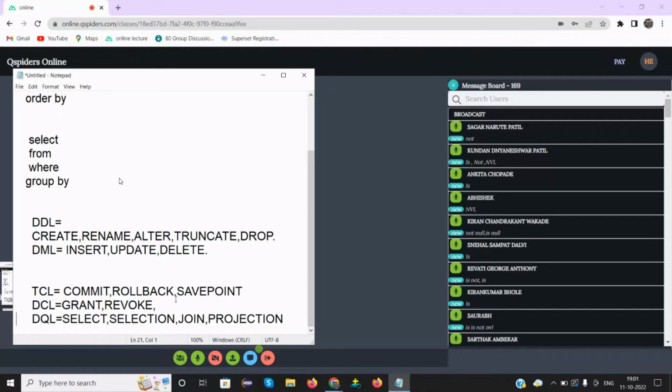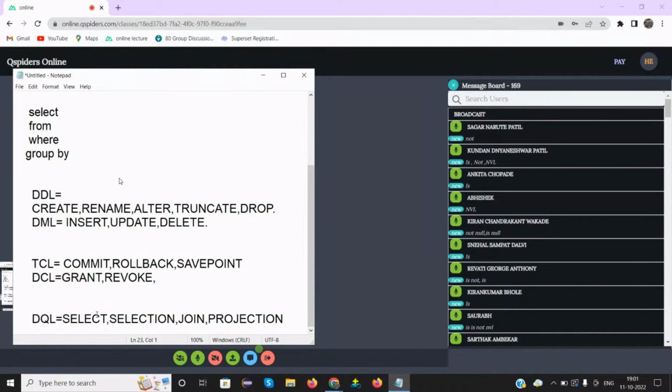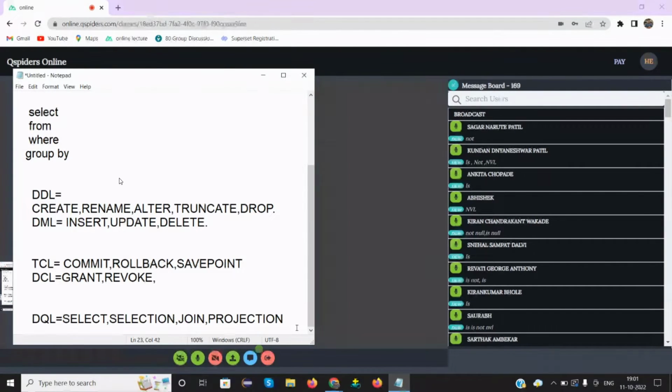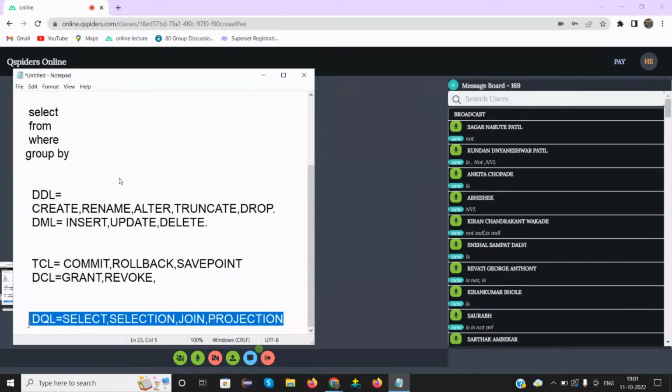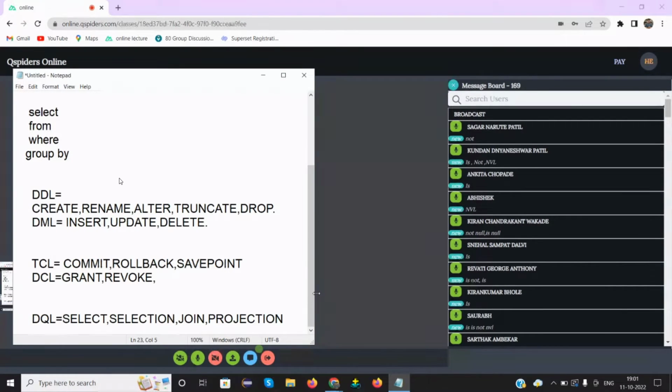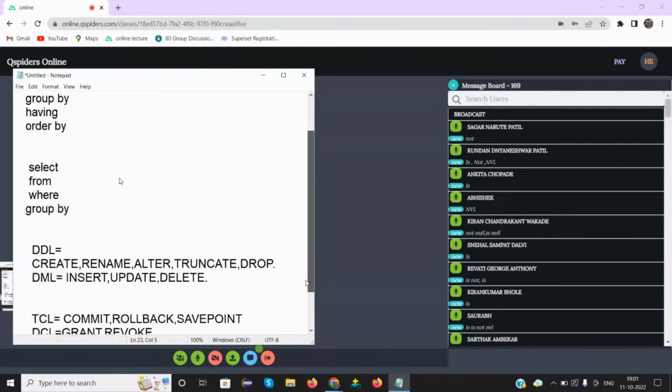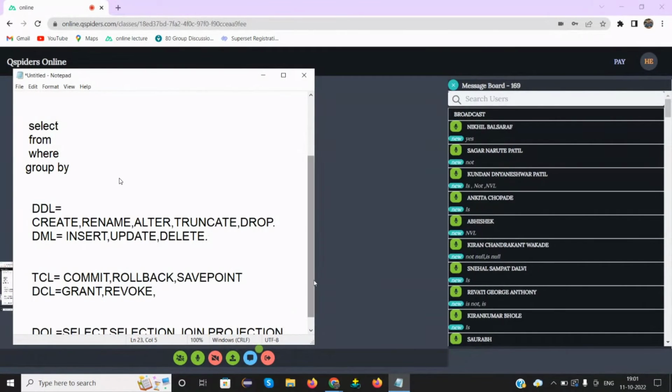Okay. So DQL means what? We are performing a set of queries to retrieve the data from the table or database. So we retrieve the data with the help of DQL commands. Does everyone know the syntaxes for the joins? Join ka syntax pata hai?